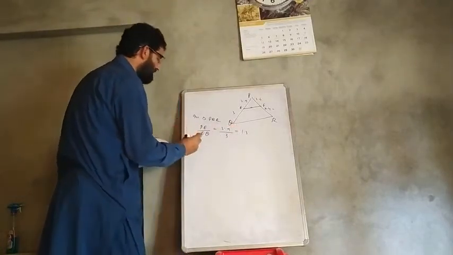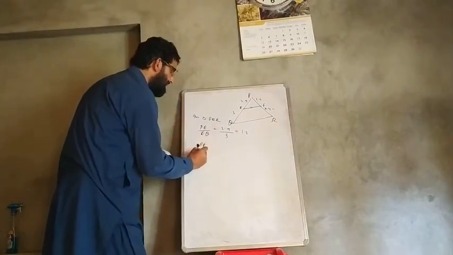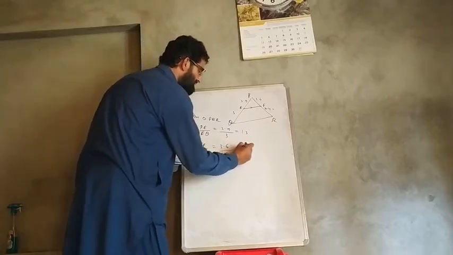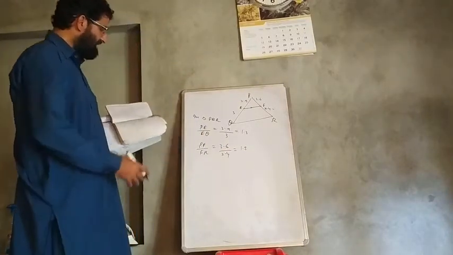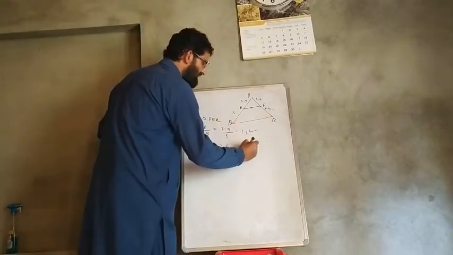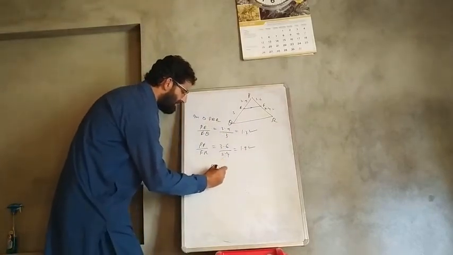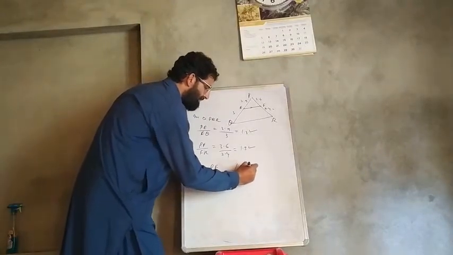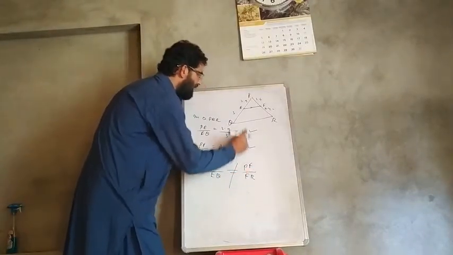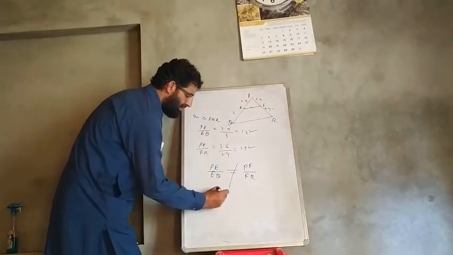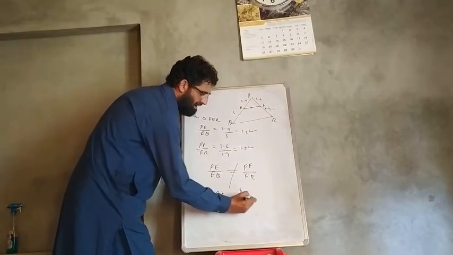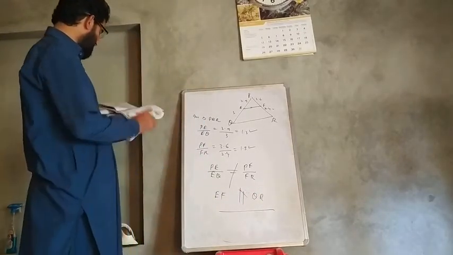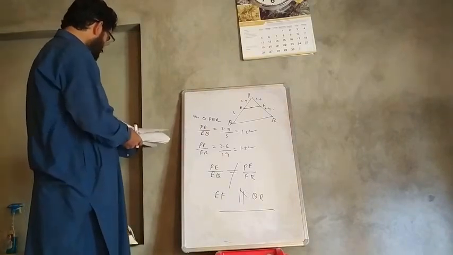Now this ratio, PF divided by FR, is equal to 3.6 divided by 2.4, and this is equal to 1.5. Now see, the ratio is not equal. PE divided by EQ is 1.3, so PE divided by EQ is not equal to PF divided by FR. So lines are not parallel. So EF is not parallel to QR. So this was part number first of this question number 2.